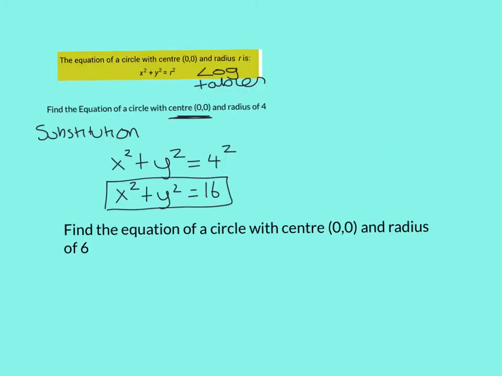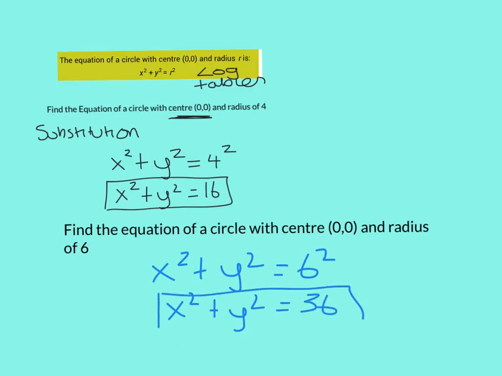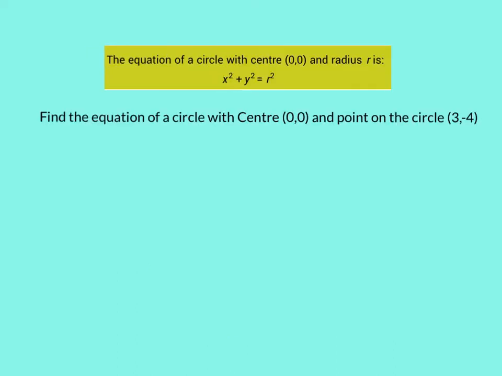So just another example here again, just with a different radius this time. So we have x squared plus y squared equals 6 squared. So x squared plus y squared equals 36. And that's my equation of that circle. So that one's really, really simple once the centre is 0. Okay, so let's look at one that's a little bit tougher.